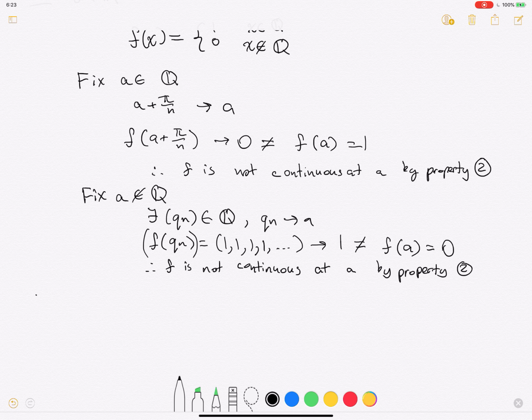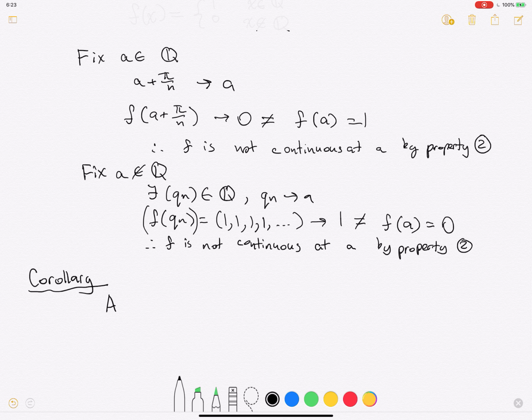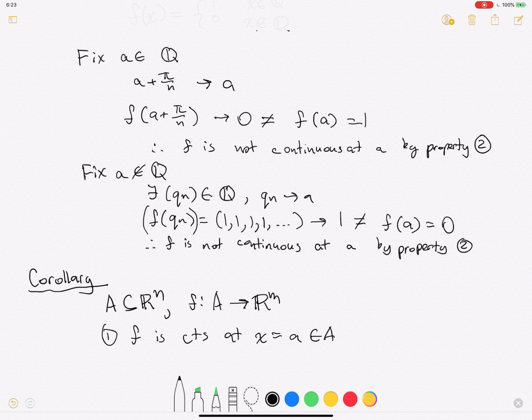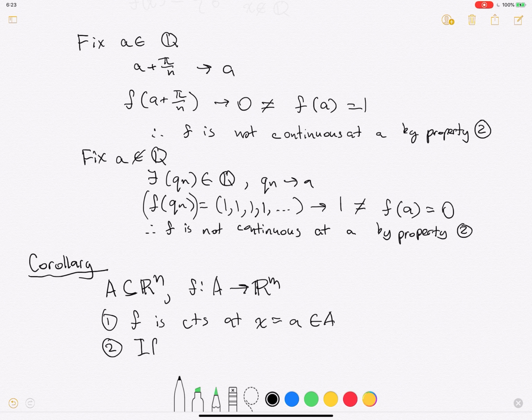And a corollary: A is a subset of R^n, f mapping A to R^m. 1. f is continuous at x equals a in A, and 2. if you have a sequence a_n contained in A such that a_n goes to a, then f(a_n) should go to f(a). So they have if and only if properties.